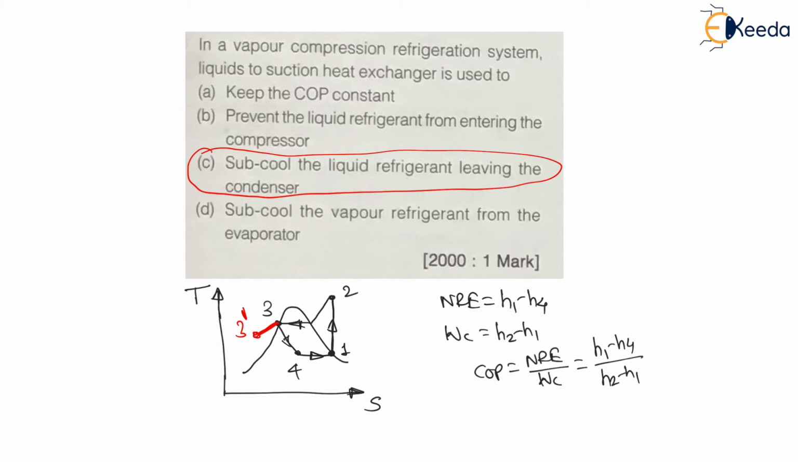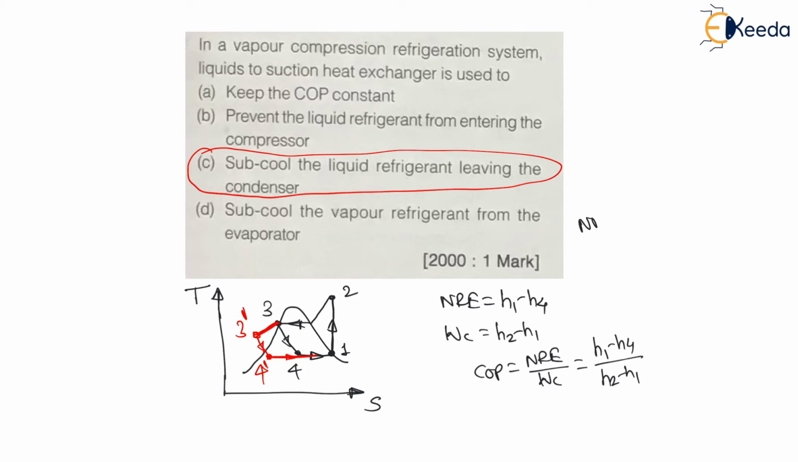Means 3 to 3 dash is a constant pressure process, where we are subcooling the liquid below its saturation temperature. At 3 the temperature is the saturation temperature. Now 3 dash to 4 dash will go like this, and 4 dash to 1 again. Right. Now my dear students, due to this subcooling, what is happening?